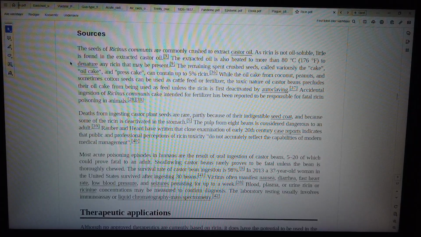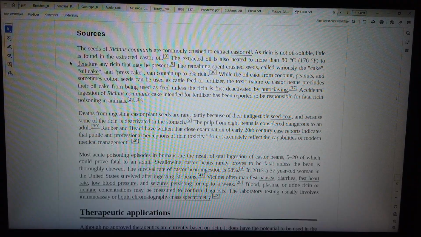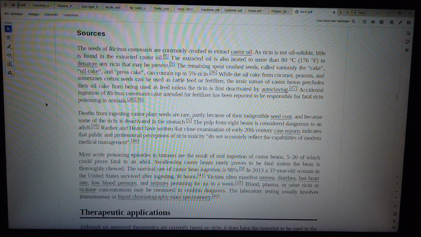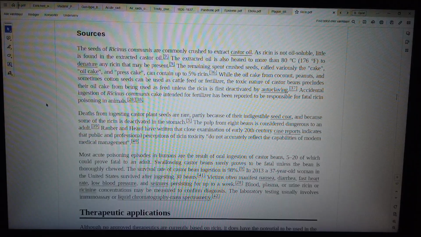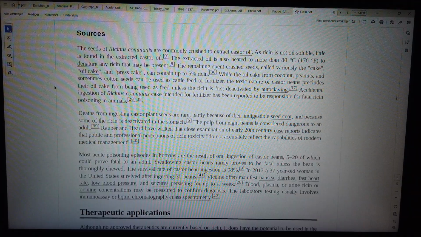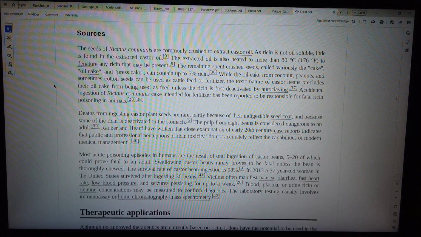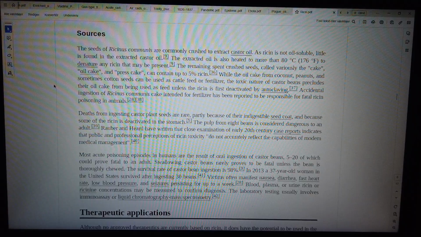The remaining spent crushed seeds, called variously the cake, oil cake, and press cake, can contain up to 5% ricin. While the oil cake from coconut, peanuts, and sometimes cotton seeds can be used as cattle feed or fertilizer, the toxic nature of castor beans precludes the oil cake from being used as feed, unless the ricin is first deactivated by autoclaving. Accidental ingestion of Ricinus communis cake intended for fertilizer has been reported to be responsible for fatal ricin poisoning in animals.